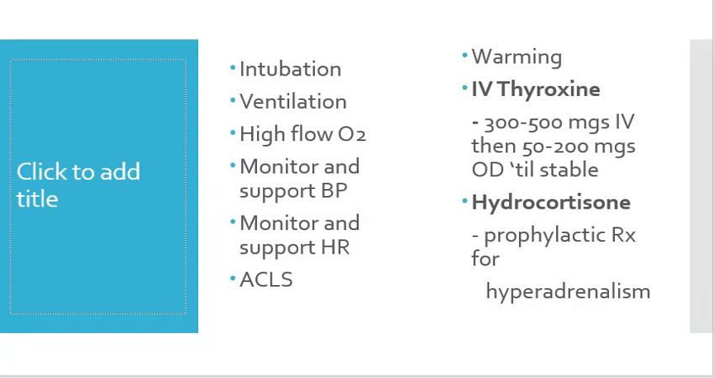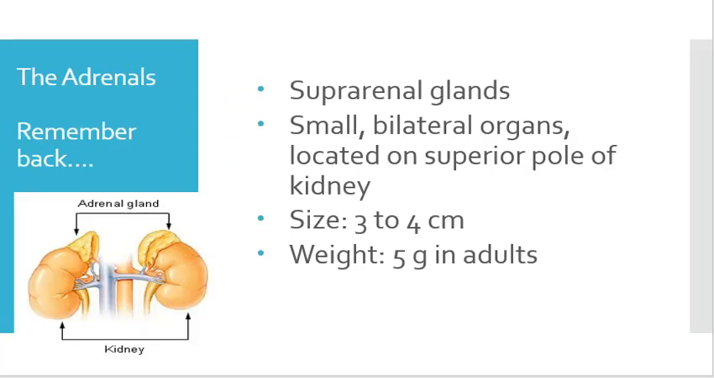So moving on to our adrenals. So remember back again to last week. The adrenal glands are located in the retroperitoneal area above the upper pole of each kidney. They consist of an outer cortical layer and an inner medullary layer.